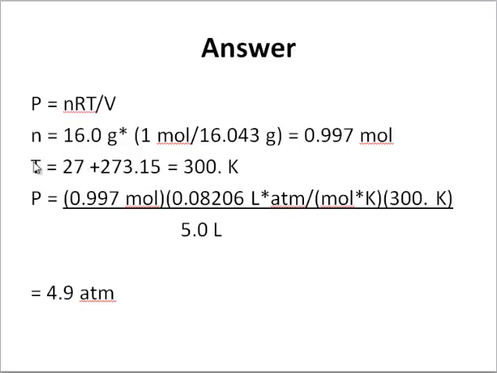Temperature naturally has to be in Kelvin, so we add 273.15 to the given temperature, 27 Celsius, to give 300 Kelvin. Volume we're given is 5 liters. So we insert all the units. Note that all the units cancel, in this case, except atmospheres. And the pressure we obtain is 4.9 atmospheres.